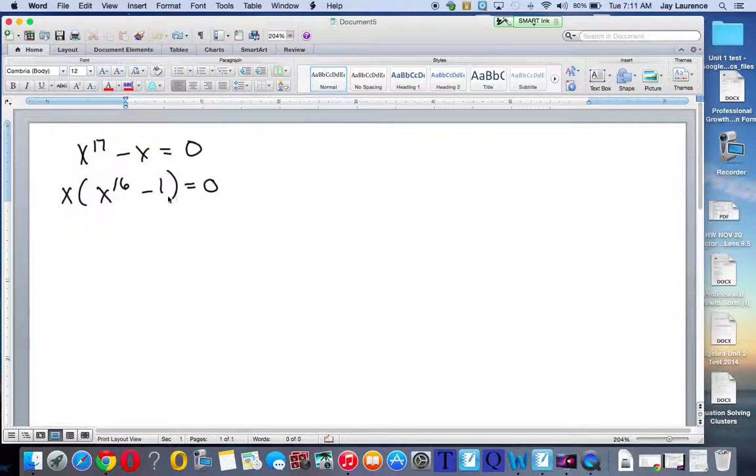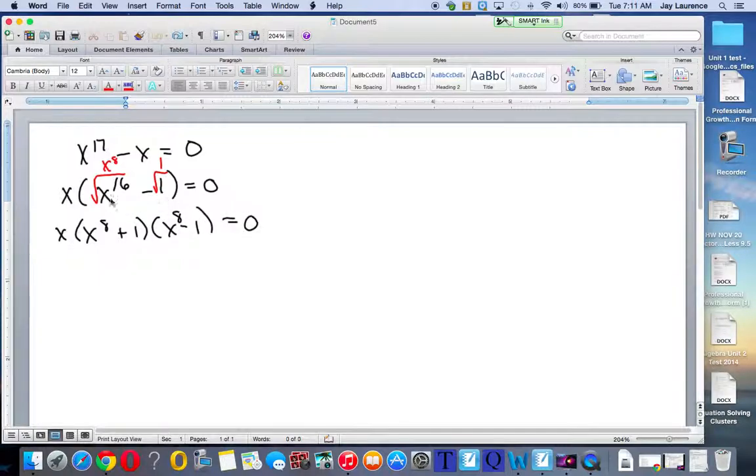Equals 0. Now, in here, I'm going to use the difference of perfect squares. I see that this is a perfect square with x to the 8th as its square root, and this is a perfect square with 1 as its square root. So it's going to factor like this: x, and then x to the 8th plus 1 times x to the 8th minus 1.